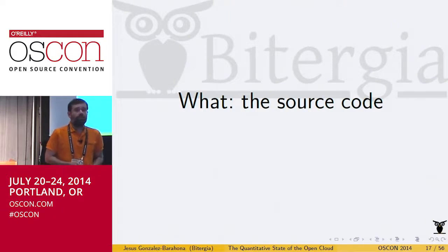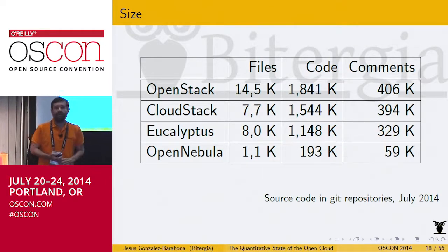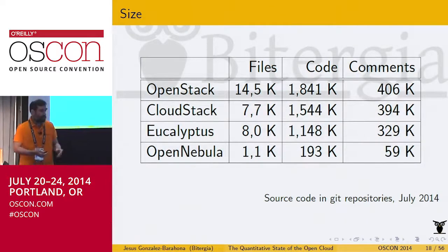So let's start with the numbers. So first of all, the source code. This is the raw numbers of line counts that are well known, I guess, and many of you probably know. So the most interesting thing here probably is the difference between OpenNebula and the other three. And you can see that it's like an order of magnitude. Remember that all of them are claiming similar functionality, not exactly the same, but quite similar.